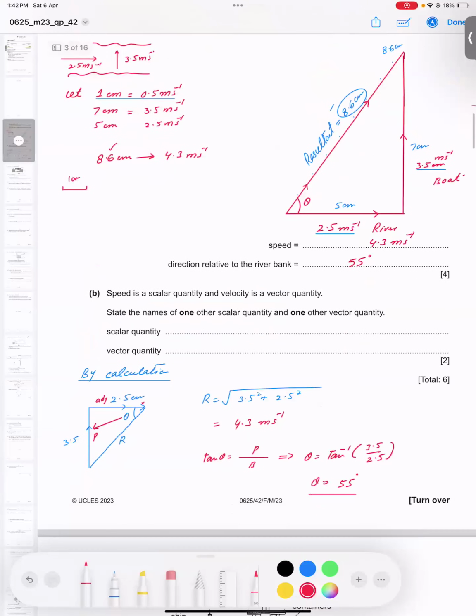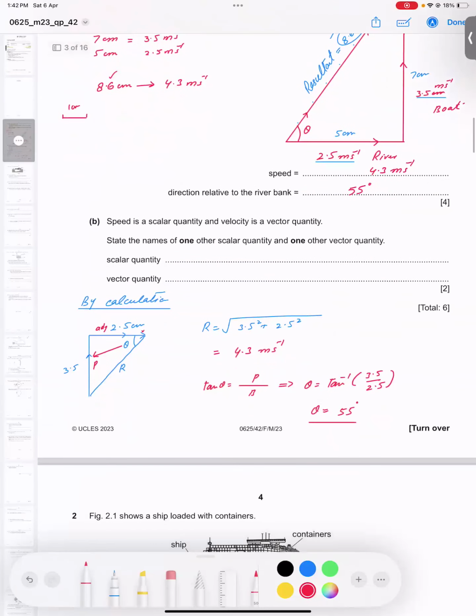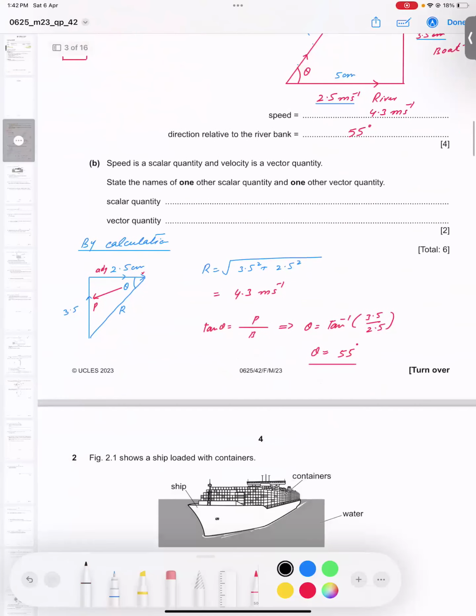So you can see by using calculation method as well as by using scale method, we are getting the same answer. So part number 1A is over. Now part number B. In part number B, examiner gave some idea about the scalar. Speed is a scalar and velocity is a vector. So state names of one other scalar quantity and one other vector quantity.